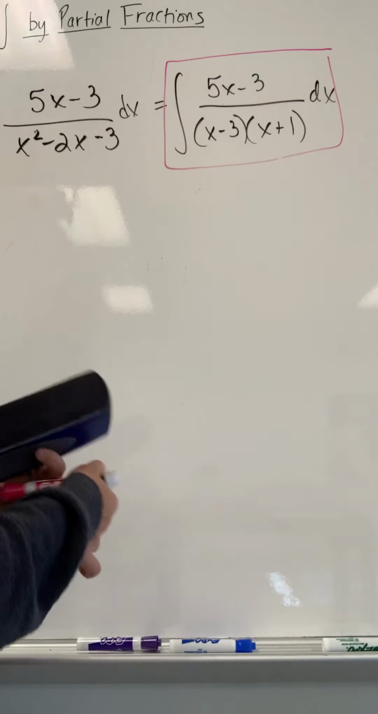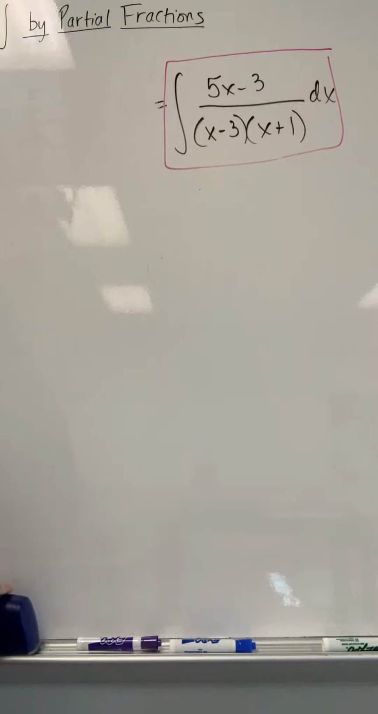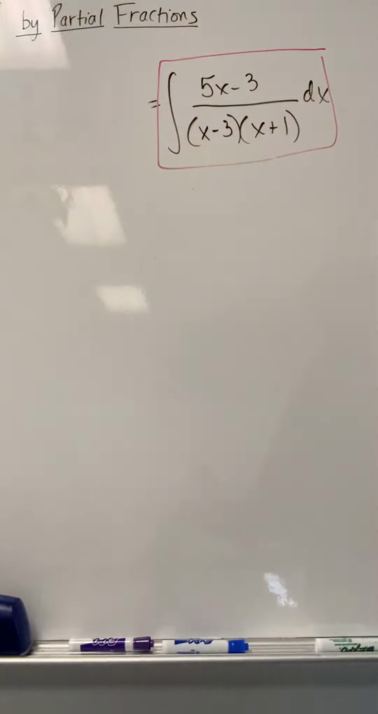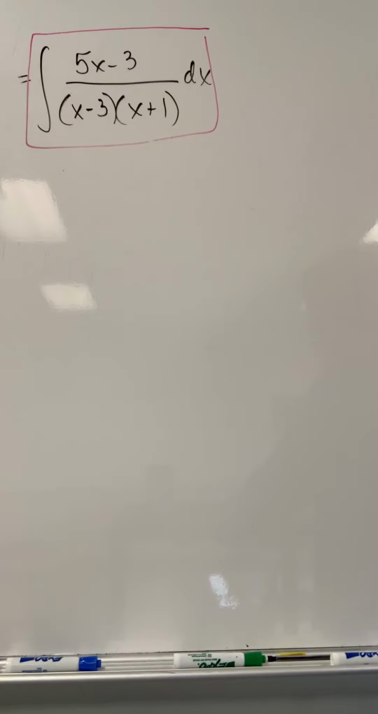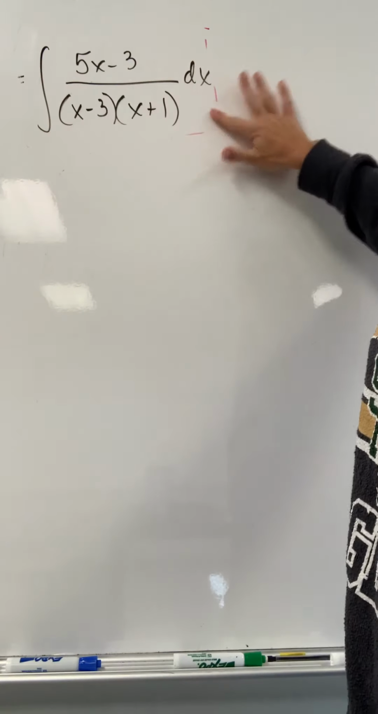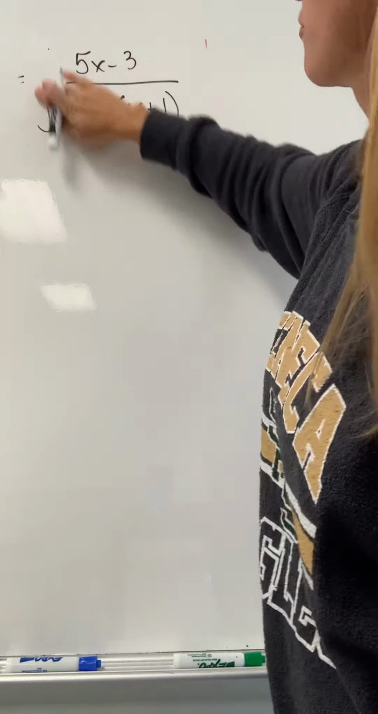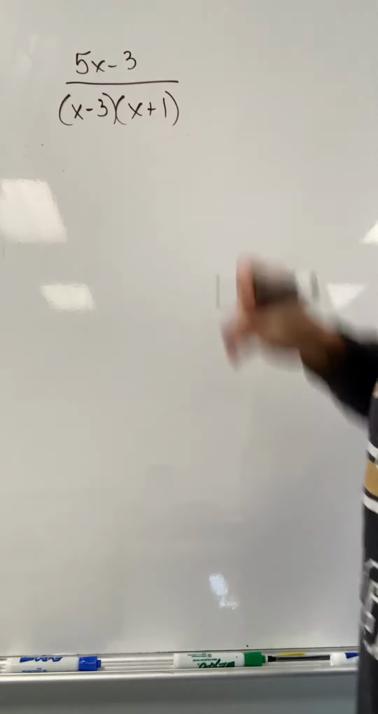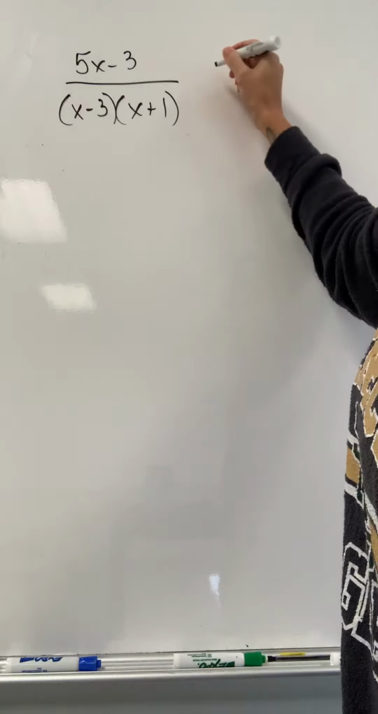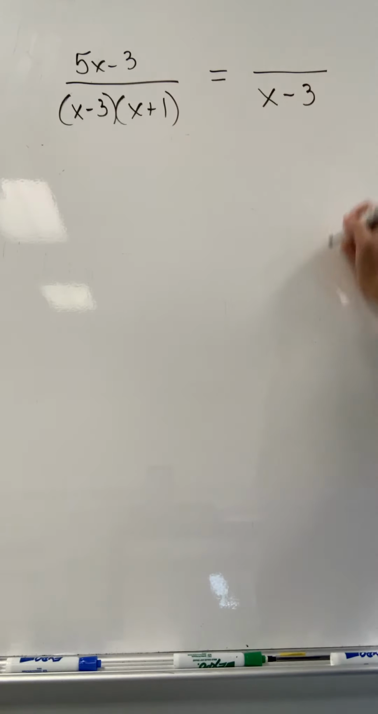Because I'm going to keep running out of room, I'm going to erase the top and move this over. So I'm going to try to take this factored bottom and figure out, let me just take this integral symbol away for a second, and let's just try to take this fraction and figure out what would this be if I split it up. If I had x minus 3 on the bottom of one fraction and x plus 1 on the bottom of another fraction.